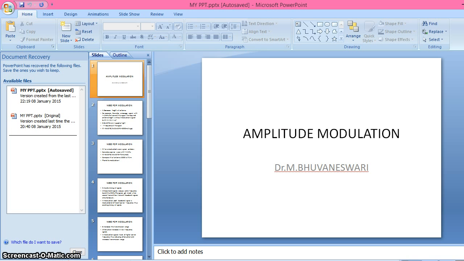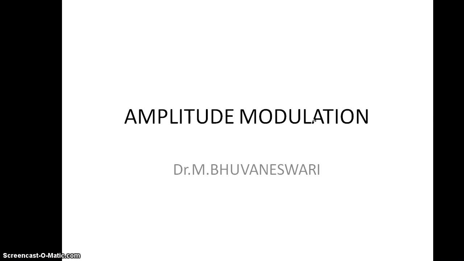Good morning. In today's class, we'll discuss modulation, the need for modulation, and the definition of amplitude modulation. Every communication system, if it has to have long range communication, then the signals have to be modulated. So modulation means varying some of the parameters of the carrier wave in accordance with the message signal.